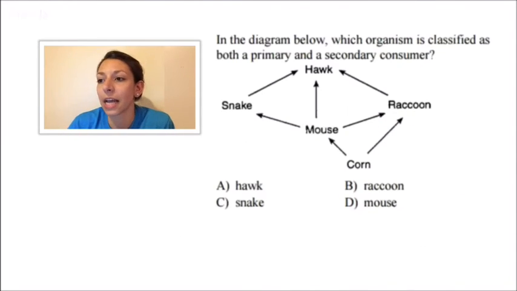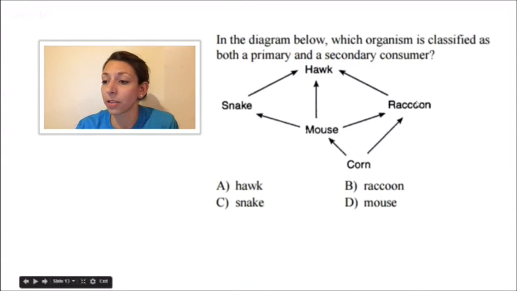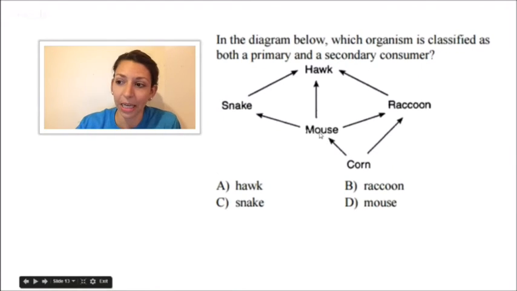Okay. In the diagram below, which organism is classified both as a primary and secondary consumer? Remember, our primary consumers are the first organisms to eat those producers. So a mouse would be a primary consumer here, as well as a raccoon. But it looks like the mouse doesn't have anything else that it eats in this particular food web. There's nothing else pointing towards its stomach as far as our arrows go. So let's look at the raccoon.